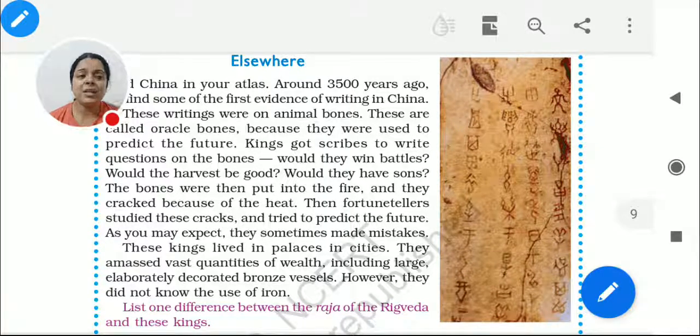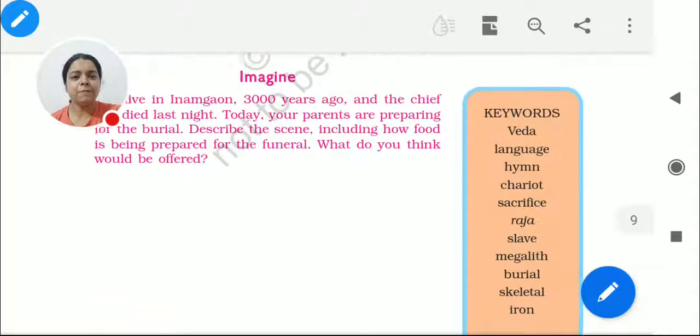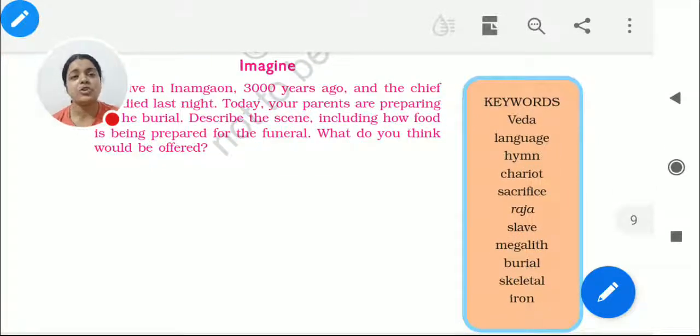Now we are coming to the next one, that these kings lived in palaces and cities. They amassed vast quantities of wealth. That's very true. The king is there, so undoubtedly, including large, elaborately decorated bronze vessels. However, they did not know the use of iron. The thing is, if we are talking about bronze, so undoubtedly China was not aware about the iron that time.